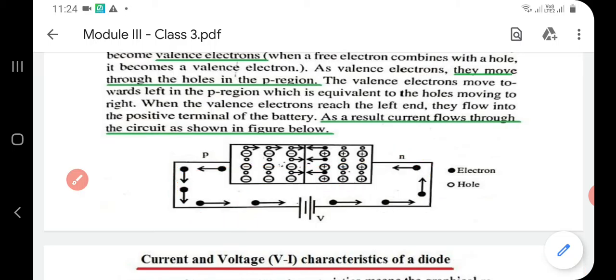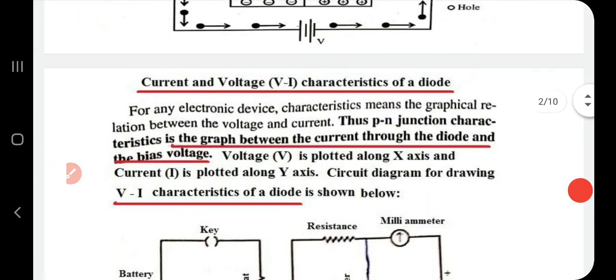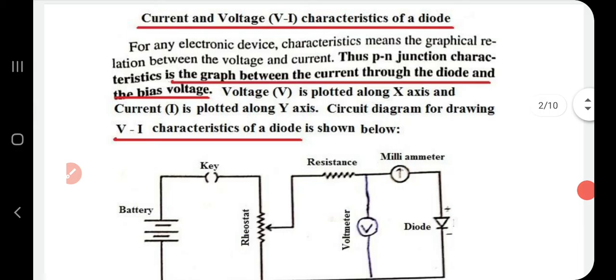Okay, next, this is the important topic for today: VI characteristics, that is, current voltage characteristics. It is nothing but a graph showing the relation between current through the diode and bias voltage. That is, the current through the diode, I, is plotted on the y-axis, and the bias voltage, V, is plotted along the x-axis. So that graph is called the VI characteristics of the diode.